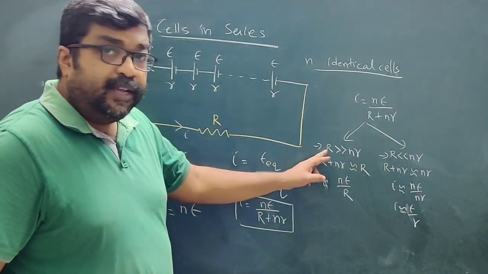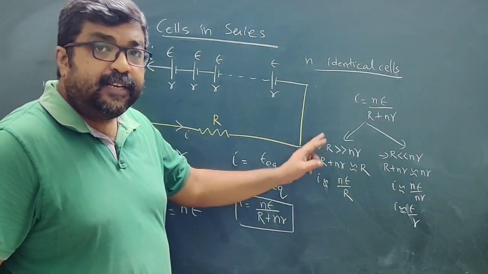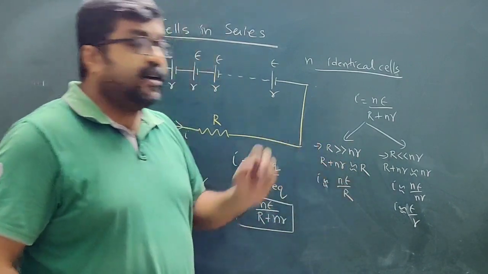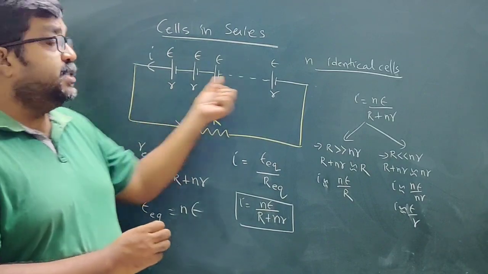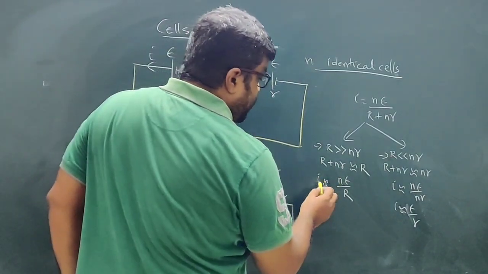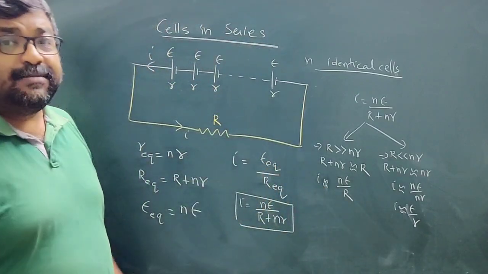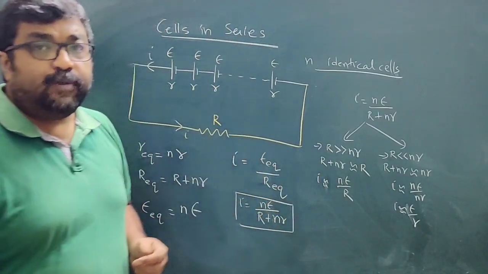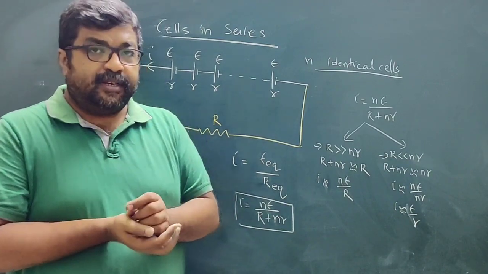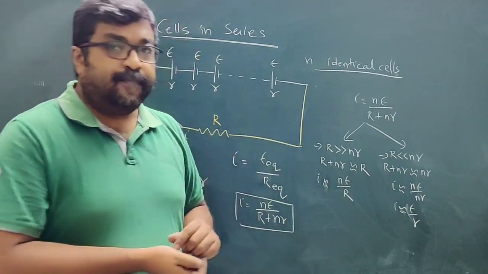For this extremity, when R is much greater than the total internal resistance, we are getting current as N times E by R, N times for N cells. So that means this current is going to be the maximum current. Now you may ask why I am finding the condition for maximum current.